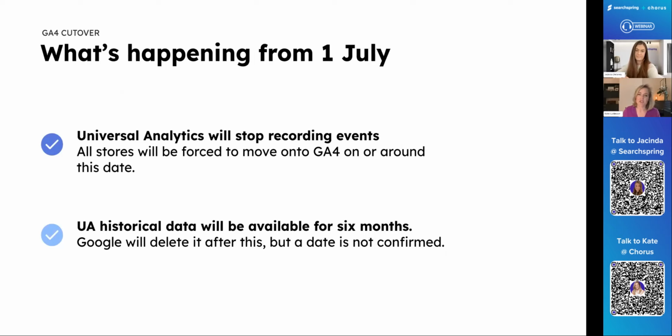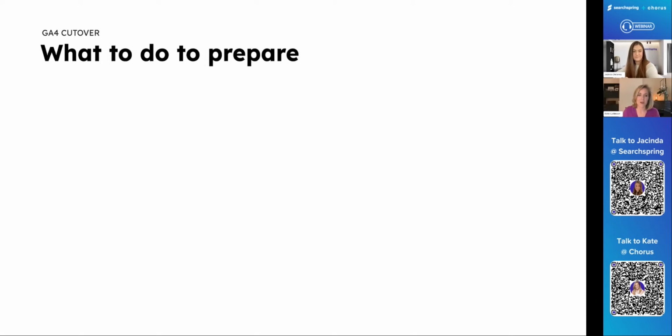Universal Analytics historical data that's sitting in your current or old Google Analytics account will be available for about 6 months, but then sometime after this, at a future date which hasn't been confirmed, Google will be deleting this. So that is what is happening from the 1st of July that you need to be aware of.